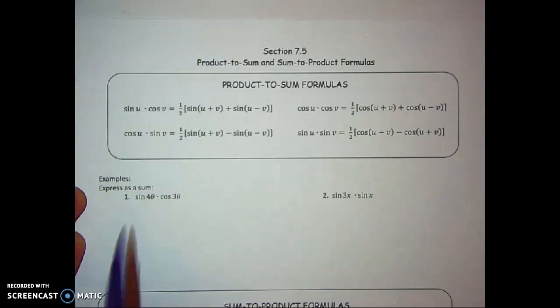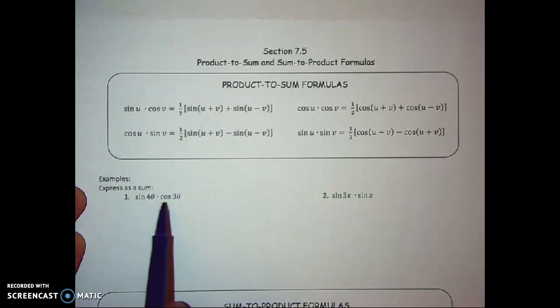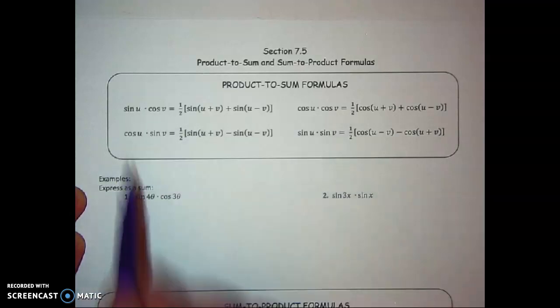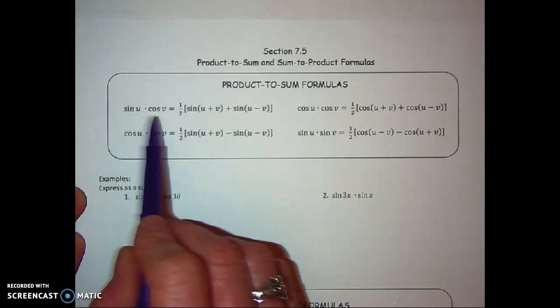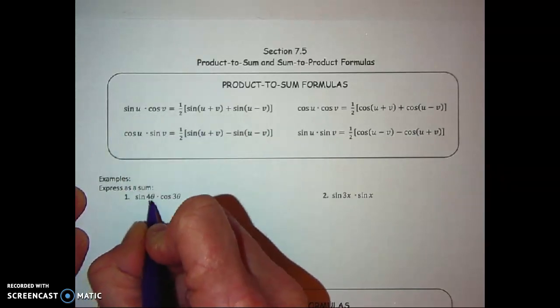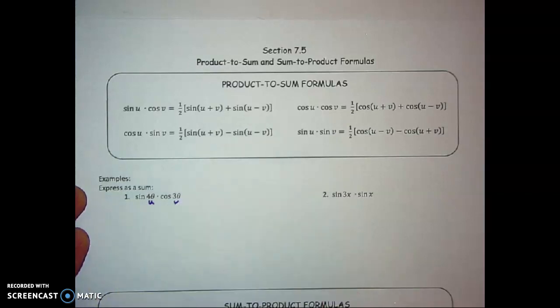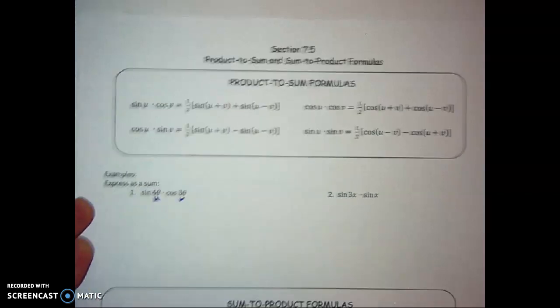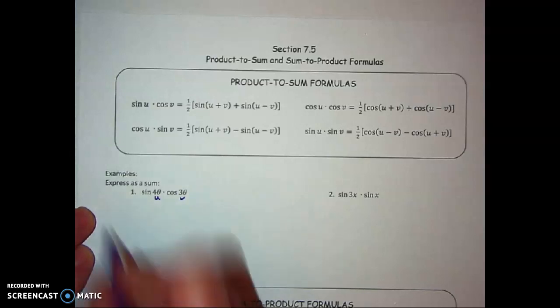The first example expresses a sum. So the first thing I'm going to look for is a sine times a cosine. When I look up here at all these, I see right here I have a sine times a cosine. So to make this a little bit easier on myself, I'm just going to put a little u under that one and a little v under that one. And now it's a matter of just really applying that formula.